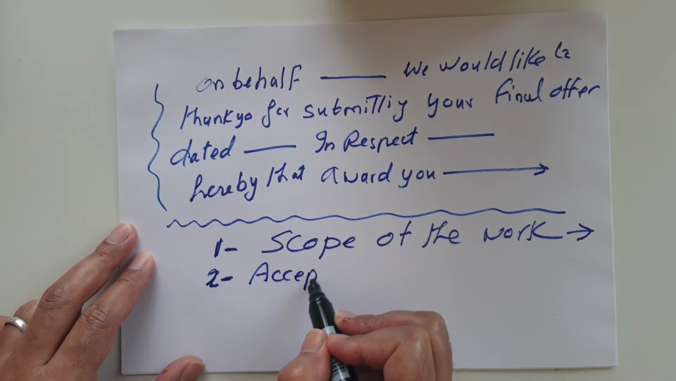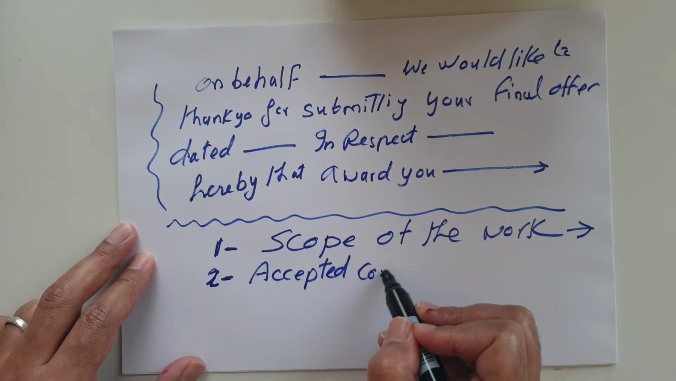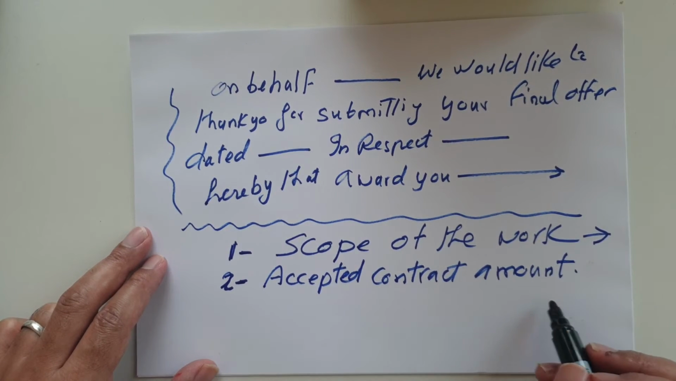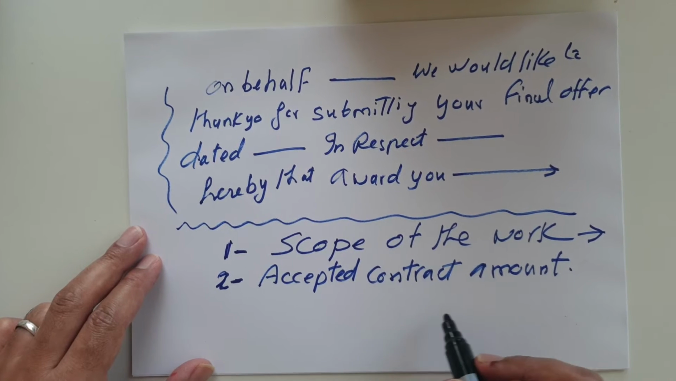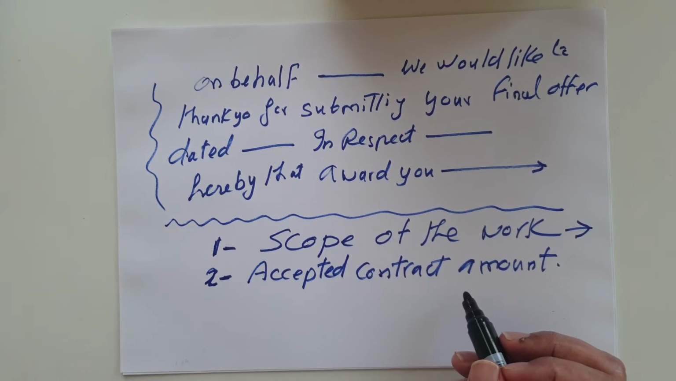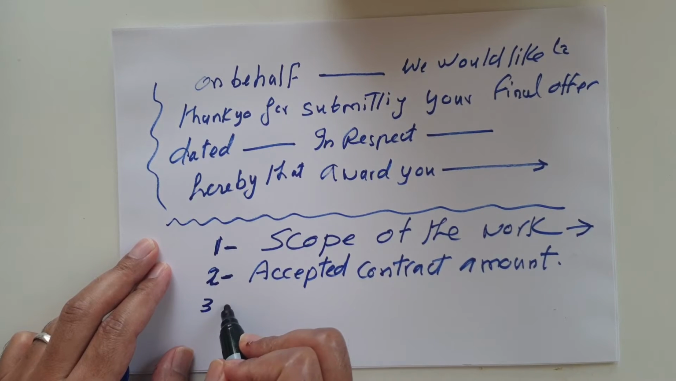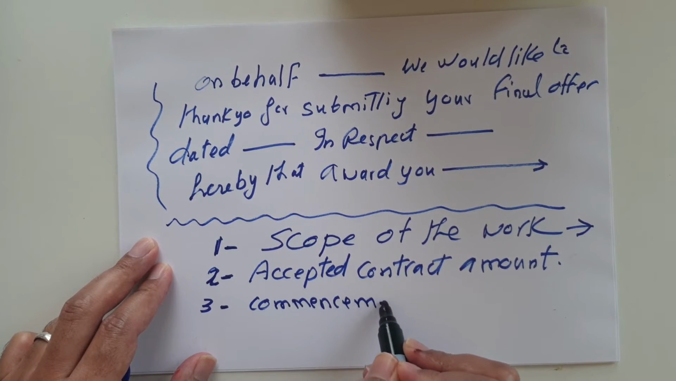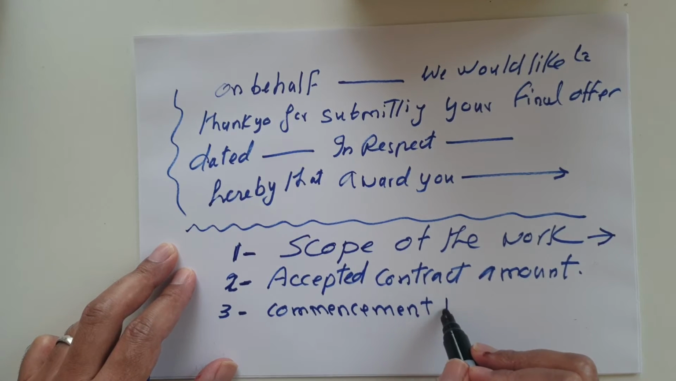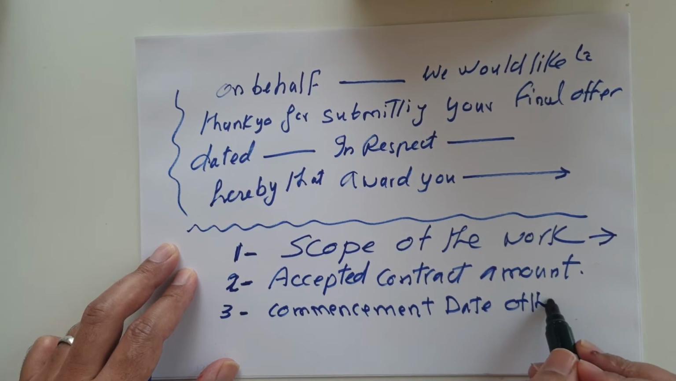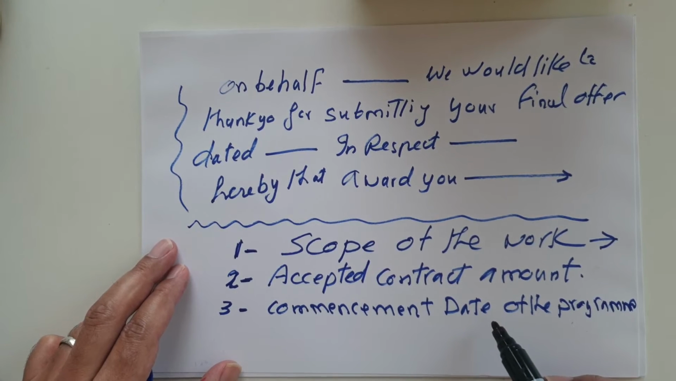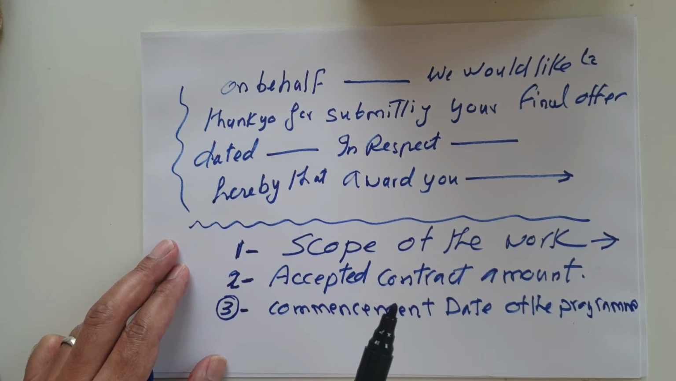Number 2, accepted contract amount. In this one, we will talk about the total amount for the project which is already agreed. Number 3, commencement date. Commencement date of the program. We have to confirm in the letter of award the commencement date of the program.